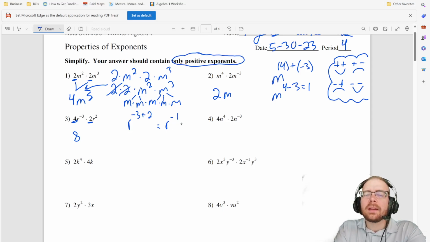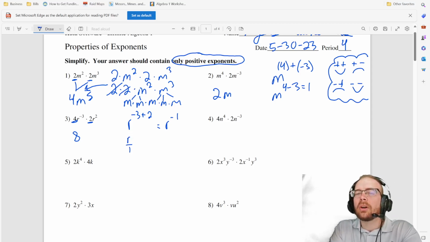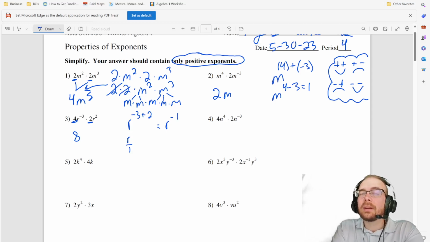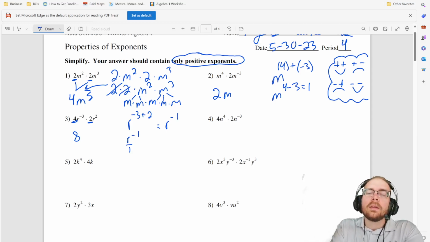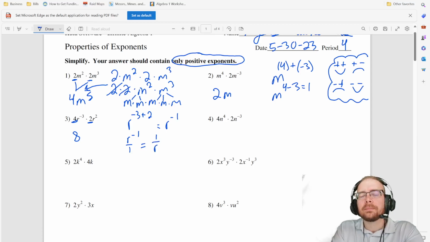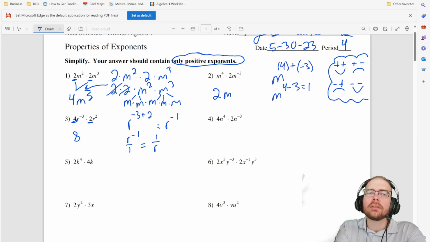If you have a negative exponent, if you have r, then it's the same thing as r divided by 1, because dividing by 1 doesn't do anything to change the number. It keeps the number the same. But now it's a fraction. So now if I look at it and I say, okay, I'm taking that to the negative 1 power, what does that mean? It means that I'm going to flip the numerator and the denominator. So it's 1 over r. So this is 8 times 1 over r, which you can write as 8 over r.